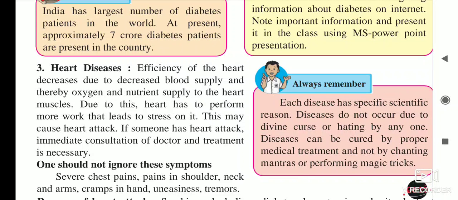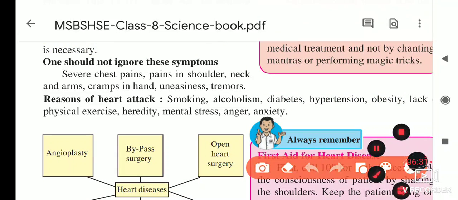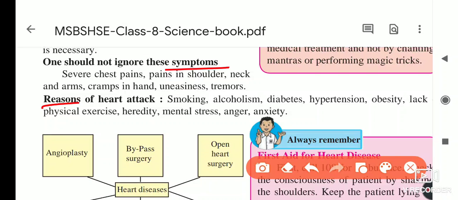So that is the introduction, but here symptoms are given. As per the question you have to write. If I ask you here for symptoms, it does not mean that only symptoms will come in the exam. The reasons for the heart attack may also be asked.